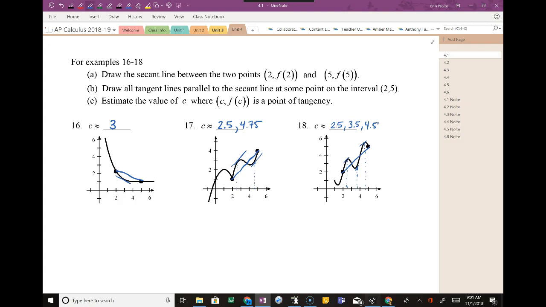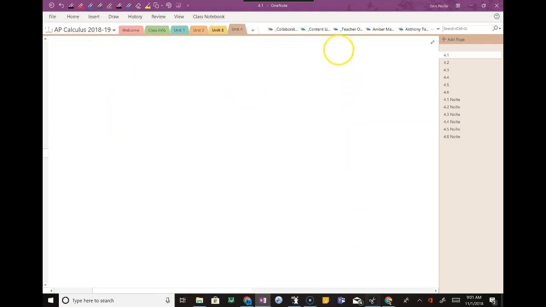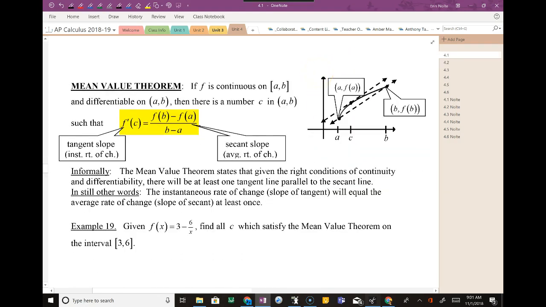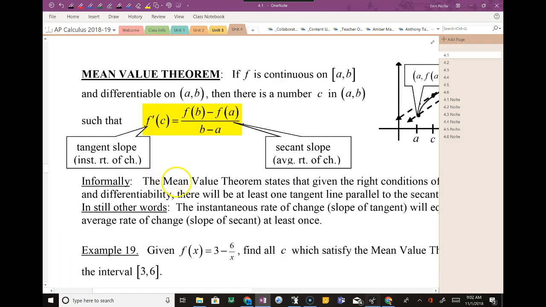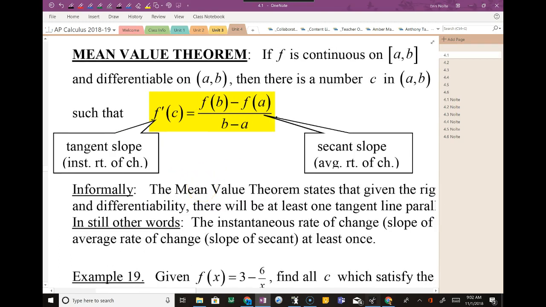Okay. So that's kind of like the visual representation of what we're trying to do here. The next piece is the idea that we're going to take the secant line and try to match it to the tangent line. If I want my secant line to match my tangent line, all you're going to do mathematically is literally set those two pieces equal to each other.